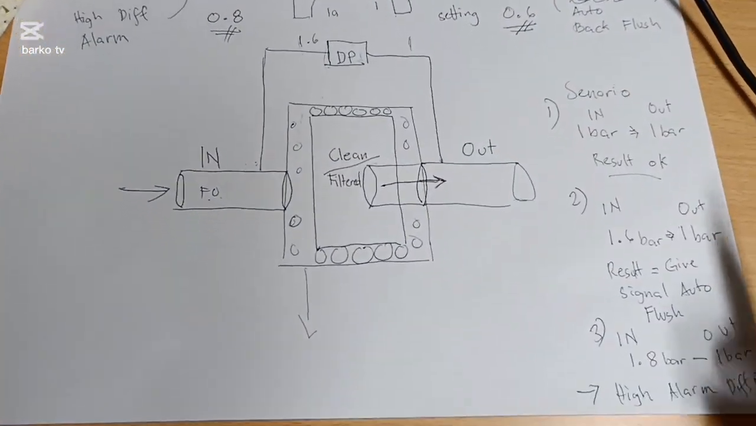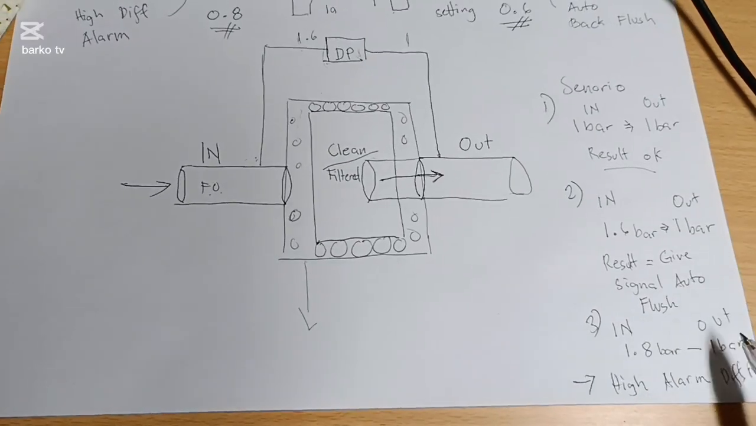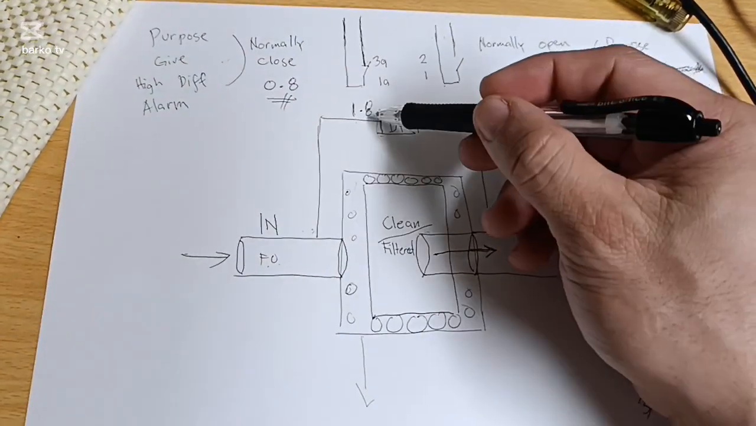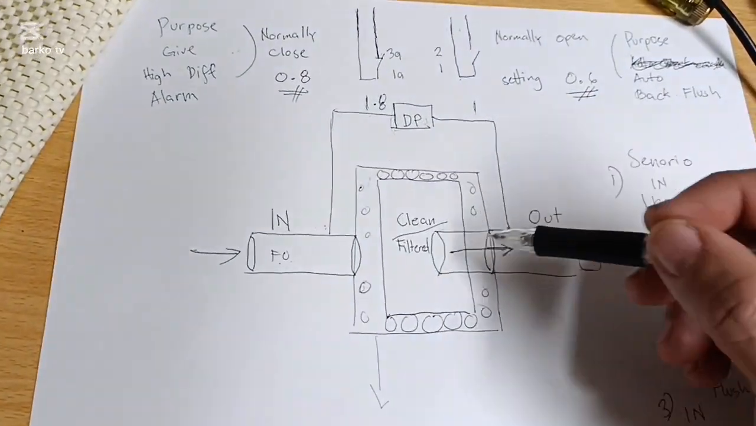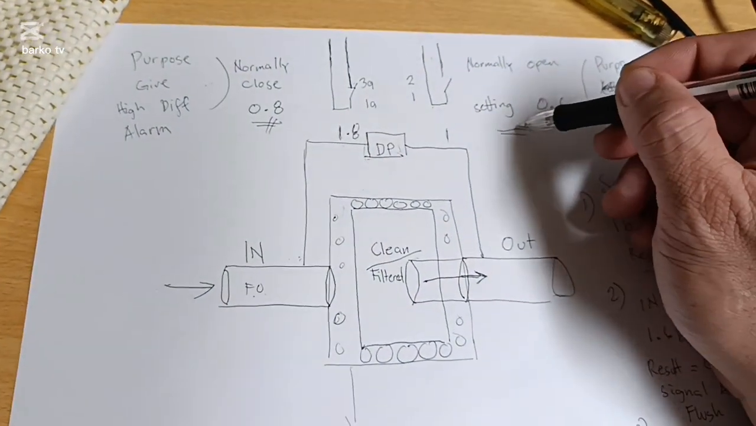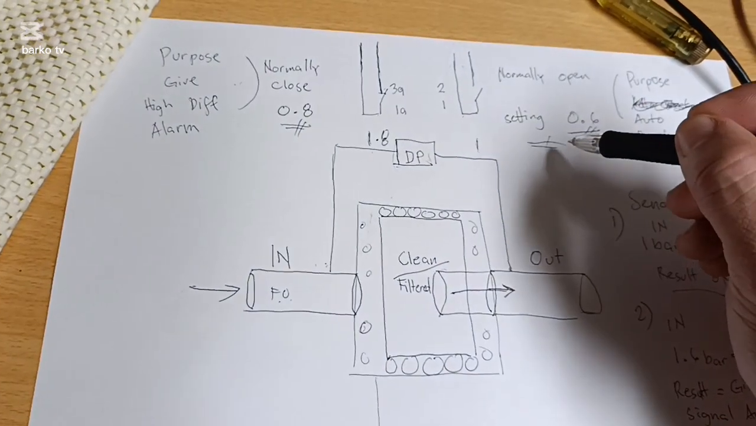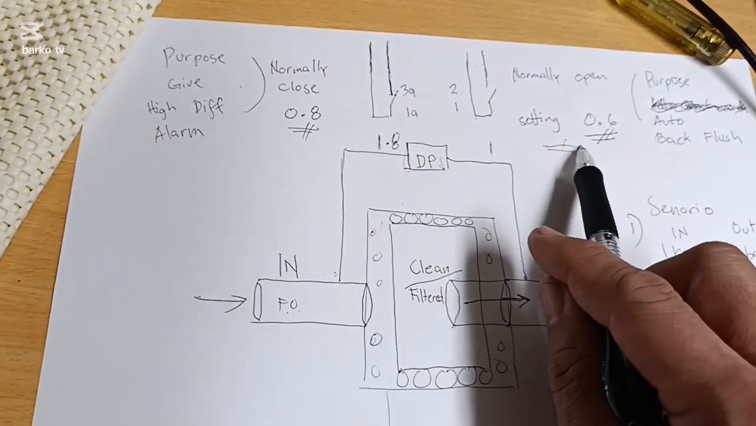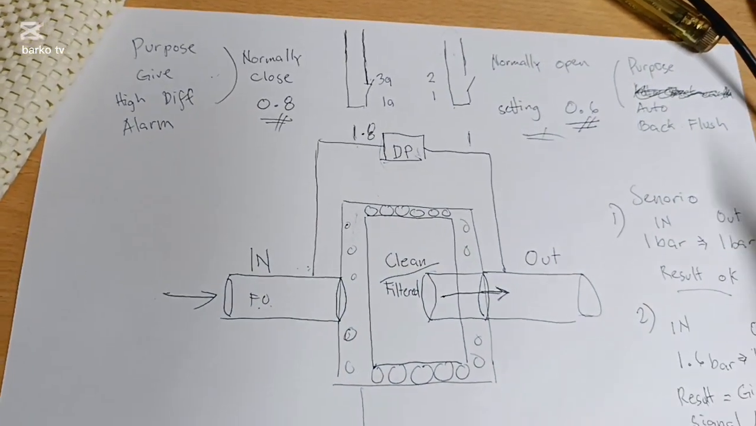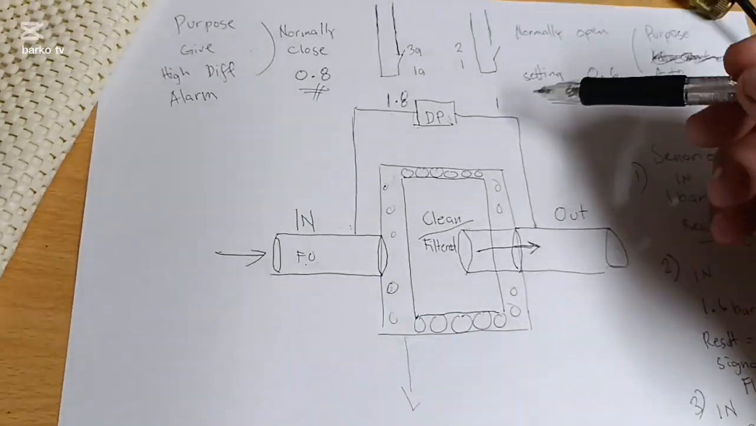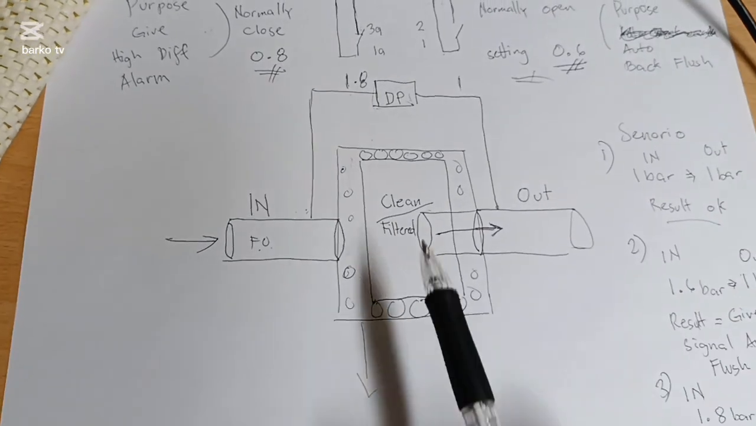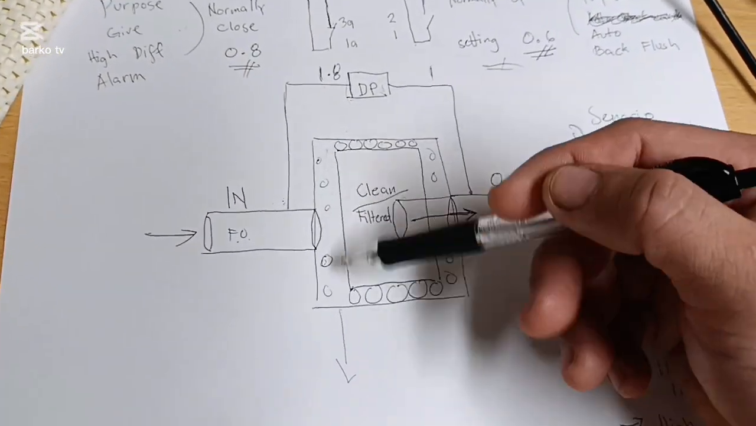Then scenario 3, in and out, for example 1.8, and then 1 bar. It means there is lots of dirt inside the filter, then it gives an alarm. After the system flushes, it cannot go back to the normal pressure and reaches 0.8, the differential 1.8 minus 1, then it gives the alarm. Okay, that is the purpose. This one, 0.6 bar, auto flush, so that the system will clean this filter and remove the dirt.